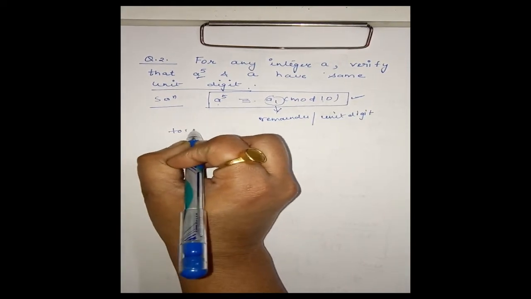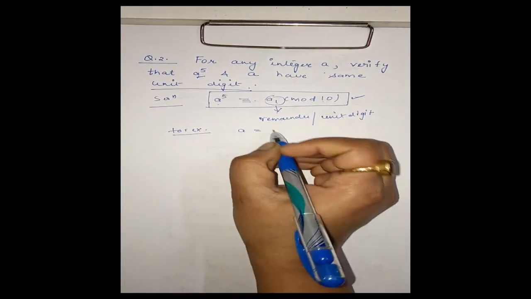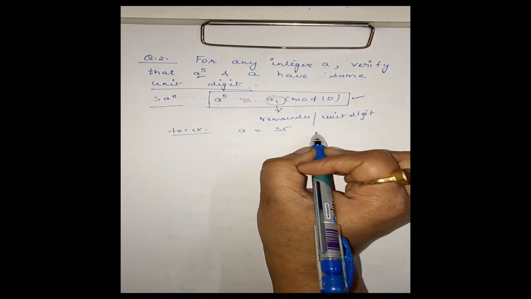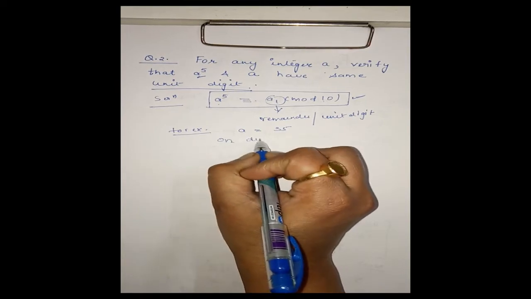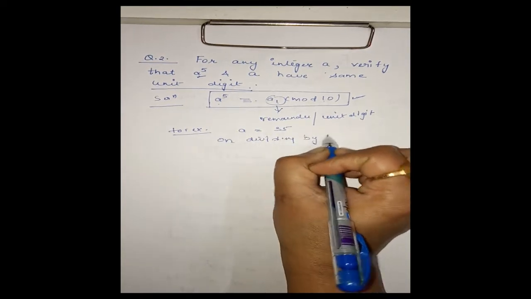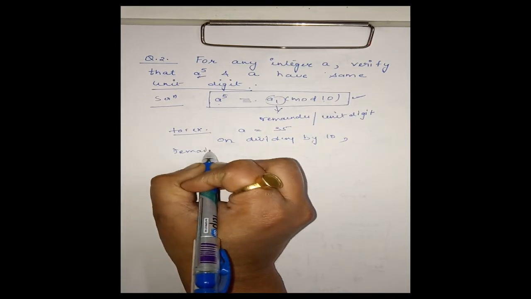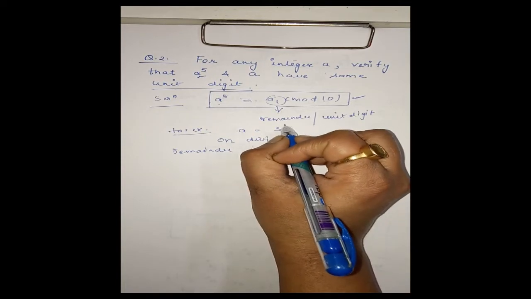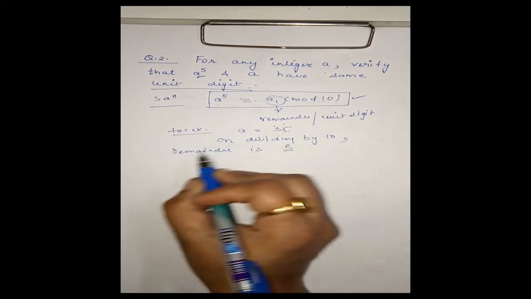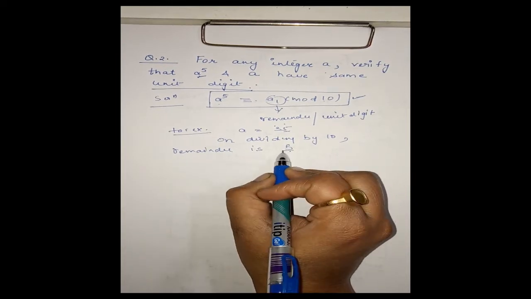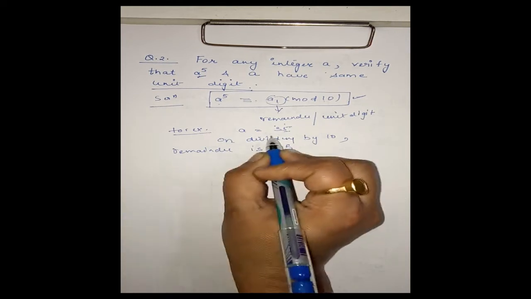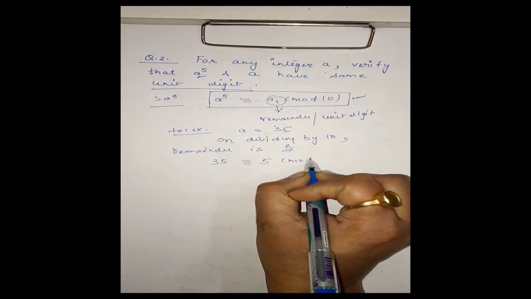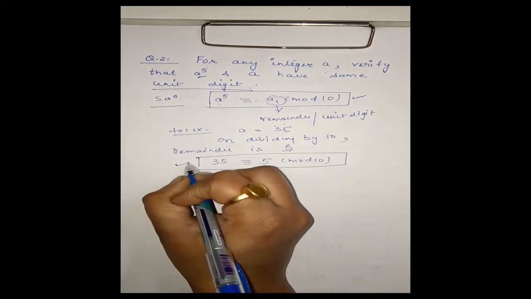For example, if a is 35, now on dividing this number by 10, the remainder is 5, and we know this is the unit digit, this is the tens digit. On dividing by 10, the remainder is 5 and the remainder is nothing but the unit digit, and this can be written as 35 is congruent to 5 modulo 10. Okay, clear?